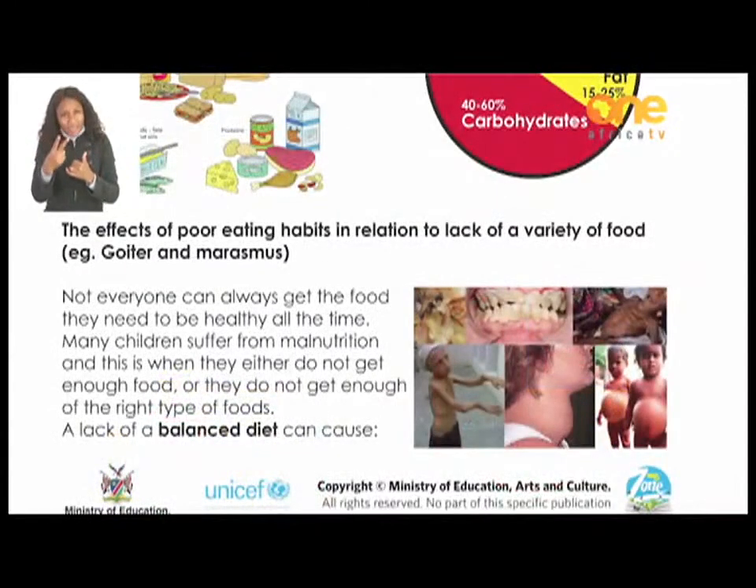Boys and girls, let's continue. Effects of poor eating habits in relation to lack of variety of food, for example, goiter and marasmus.